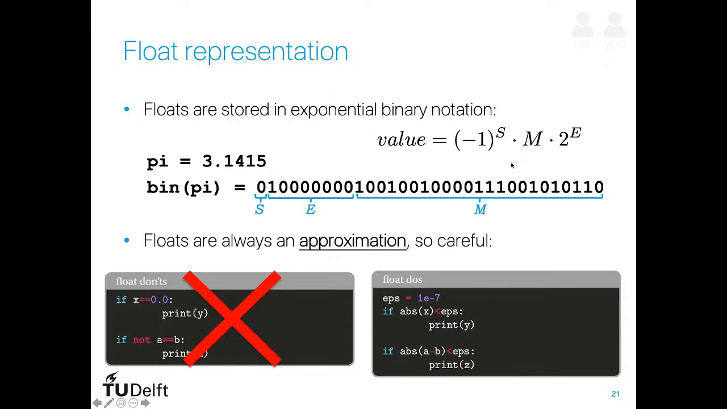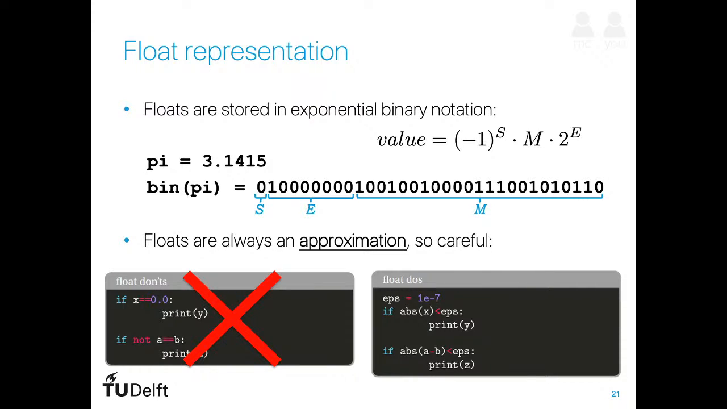The way that this works is as follows. You have to store the sign of a number. You have to make sure that your number can become very big, so you use an exponent for this. And then you have the part that determines the rest of the precision of the number. So for the number pi here, it's a rounded down version of pi. What this would look like in memory is as follows. You have a 0 for the sign because it's a positive number, one part for the exponent and one part for what's called the mantissa. So floats are always an approximation.